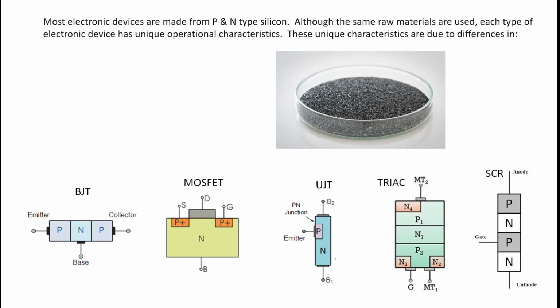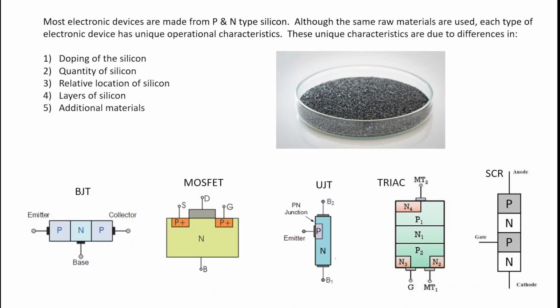Most electronic devices are made from P and N-type silicon. Although the same raw materials are used, each type of electronic device has unique operational characteristics. These unique characteristics are due to differences in the doping of the silicon, the quantity of the silicon, the relative location of silicon, layers of silicon, and finally additional materials that may be used.